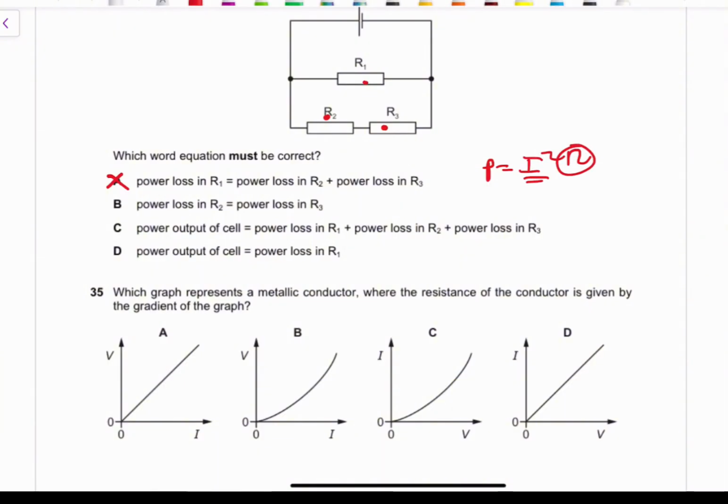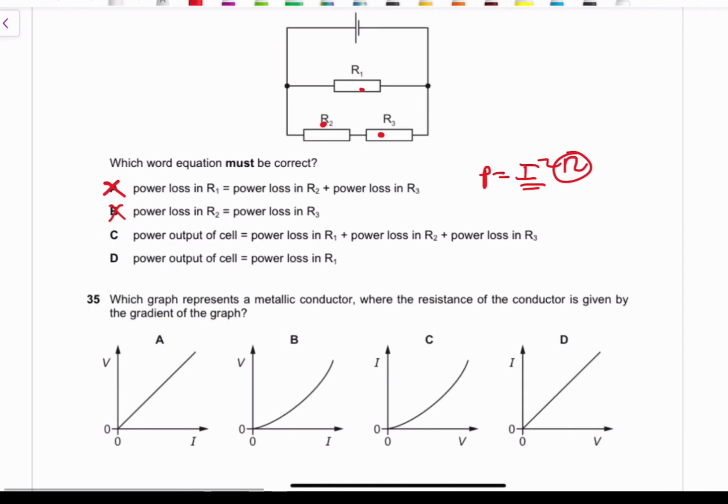So power loss will not be the same, so B is wrong. Power output of the cell will be equivalent to power loss in R1, power loss in R2, and power loss in R3. That's very correct. Because, get this, the power output basically refers to the energy that I actually have from my whole cell, and that will be equal to all the energy that I give to all these particular things.